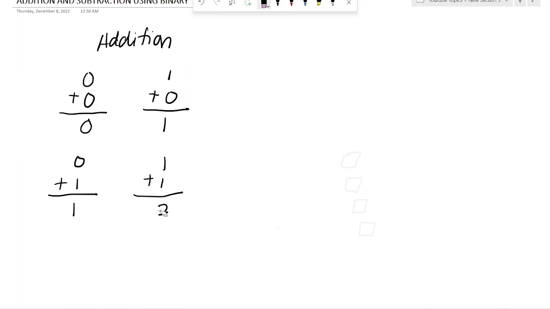Instead of writing 2, the same way we would in base 10, if I have 9 plus 8, 8 plus 9 would give me 17. I would carry my set of 10.